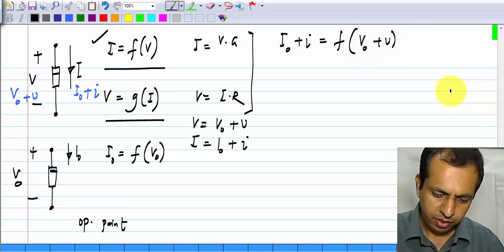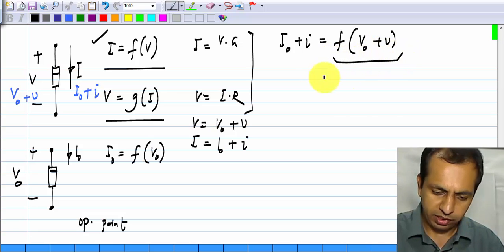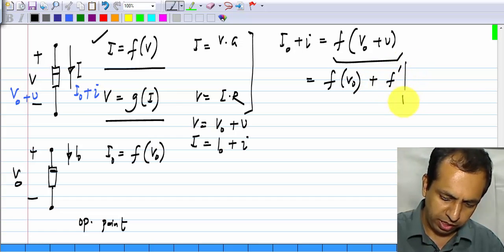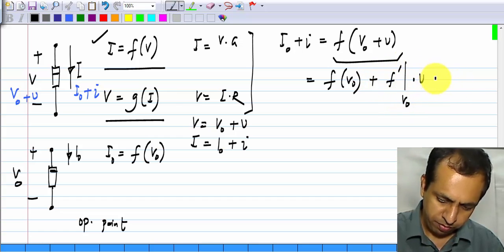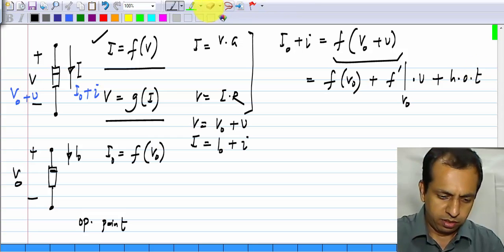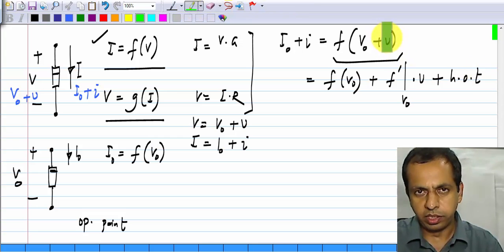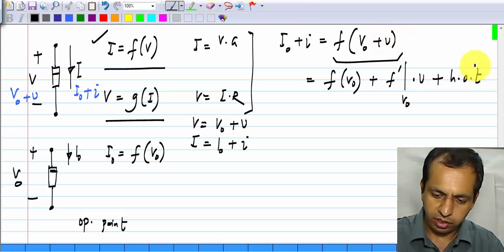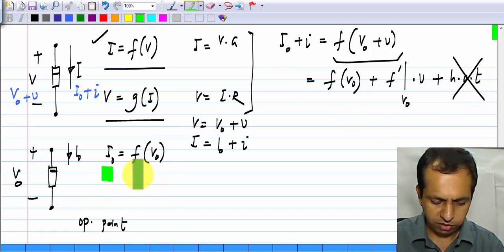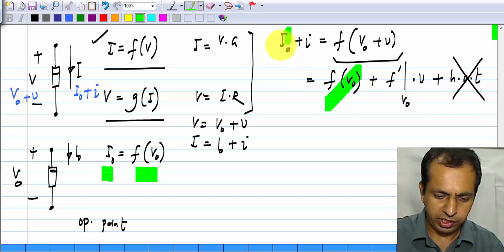Okay. Now, I expand this in a Taylor series about the operating point. So, I get f of V naught plus f prime calculated at V naught times V plus higher order terms. Again, if this deviation V, the increment V, is small enough, I can neglect all the higher order terms, and also I already know that I naught is f of V naught. So, this goes with that.